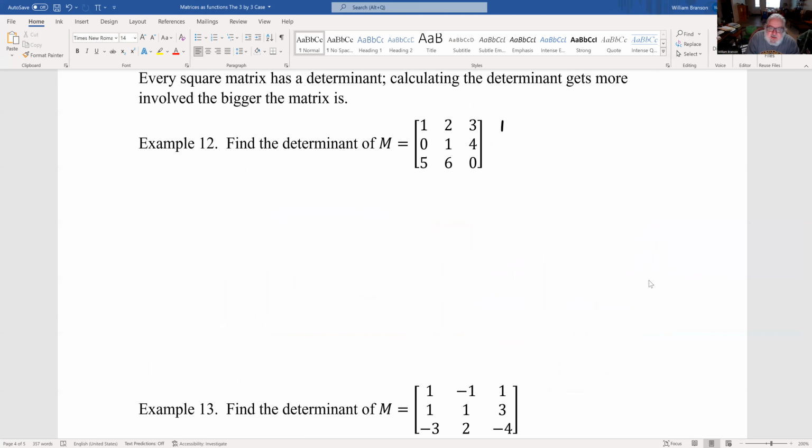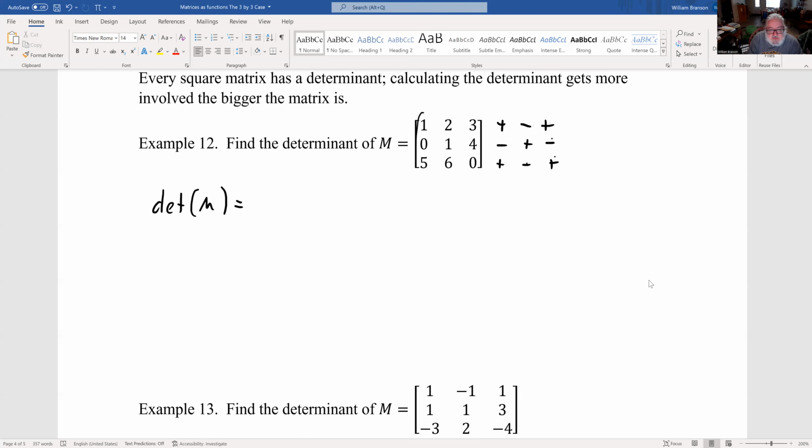The first thing we do is we set up what's called the checkerboard pattern. Like that. So it's plus, minus, plus. You start with a plus in the upper left, and then minus, plus, minus, plus, minus, plus, minus, plus. Okay, so the determinant of a 3 by 3 matrix you calculate as a sequence of determinants of 2x2 matrices. Generally, when we want to do this, you want to pick a column or a row that's got a lot of zeros on it.